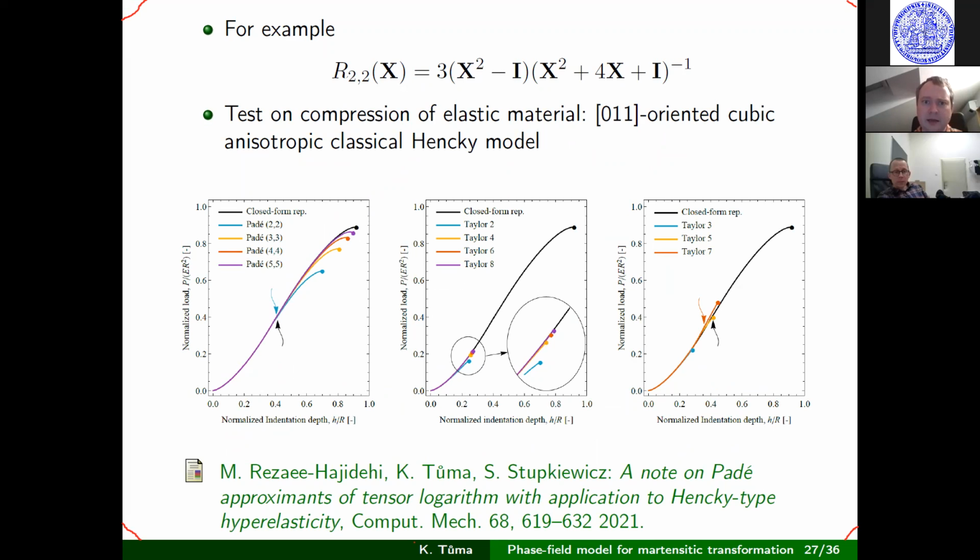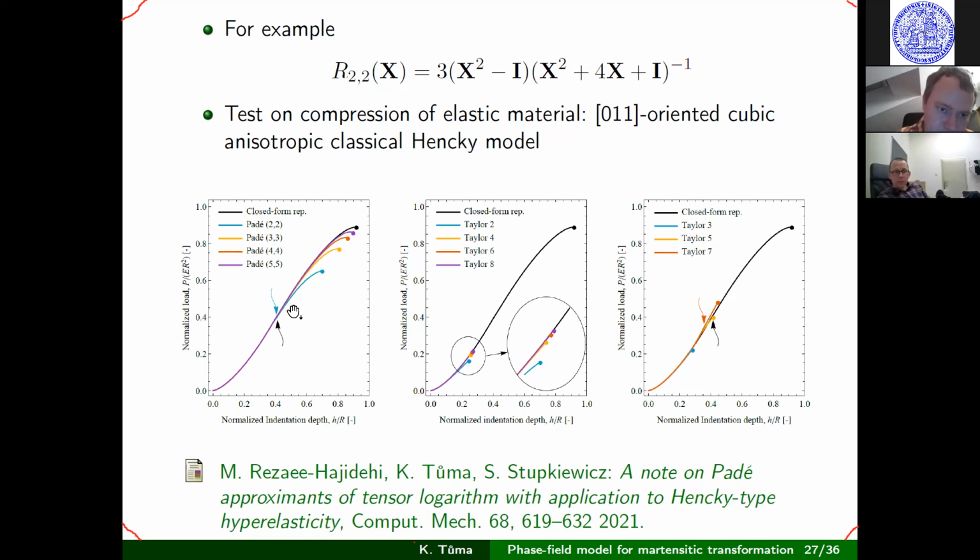And we performed a test with just elastic material, no phase transformation, with an anisotropic Henky model. So it was very similar to what we will compute later. We took a box and we were compressing it from the top with a contact. And we were recording stress versus strain, or load versus indentation. And this was done in the AceGen system. As I said, it provides the matrix logarithm, which is exact. It is in closed form.